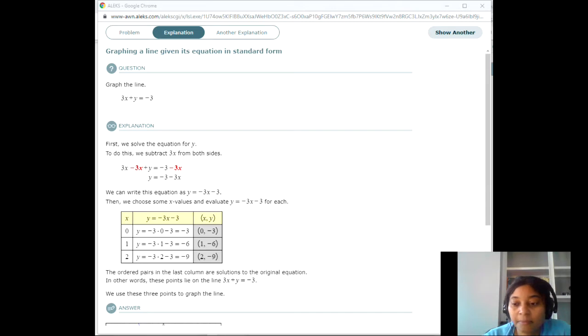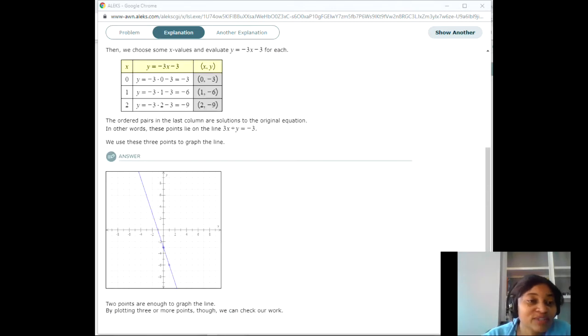Sorry, before we move on to the next problem, make sure that you do go ahead and plot your points. So you have 0 and -3. You'll start here at the 0 and go down 3. And then you have 1 and -6. You'll go over 1 on the positive side, and you'll go down to the -6. And then you can plot your line here. Okay, let's move to the next problem.